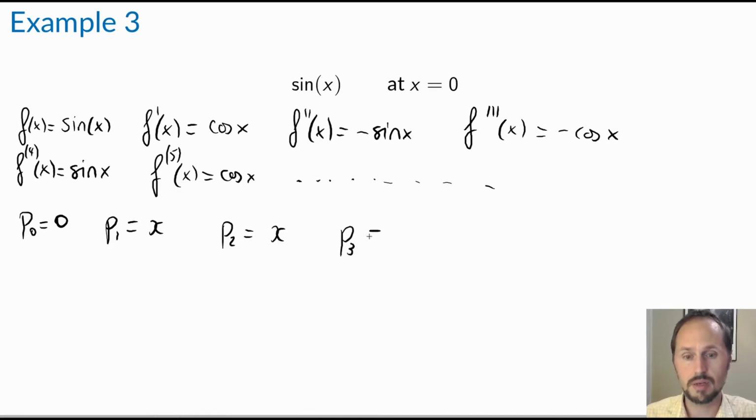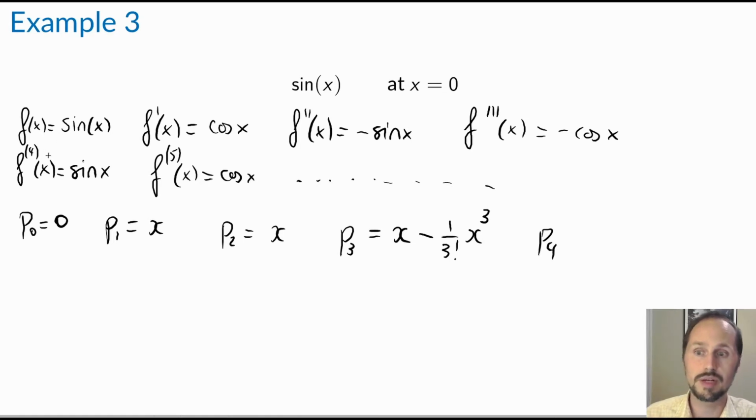Then P3, we're going to get x, and then we're going to take minus, here we're going to get cosine at 0, which is 1, so minus 1 over 3 factorial times x cubed. Okay, P4, we're going to now evaluate sine of x at 0, which is 0, so we get the same thing again.